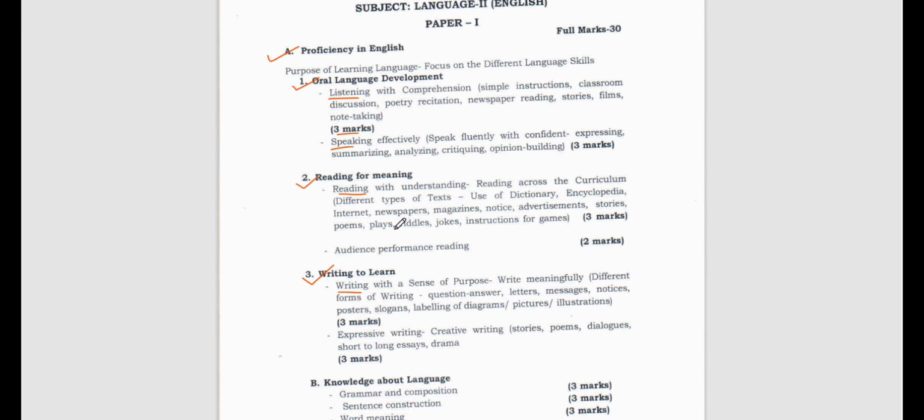Then what we have? Plays. Plays means different types of plays, like Othello. Then Uncle Tom's Cabin. Yes, Uncle Tom's Cabin. Then Othello. Then what play do we have? Resonance, I think we have in class 11 or 12. That Matrina Michael one, I hope you remember. Those who took additional English will know that. Then riddles, you know what are riddles. Jokes, you know. Instructions for games, you know.